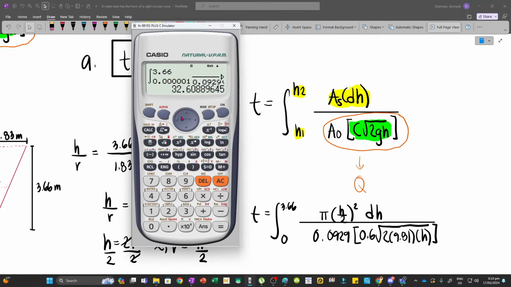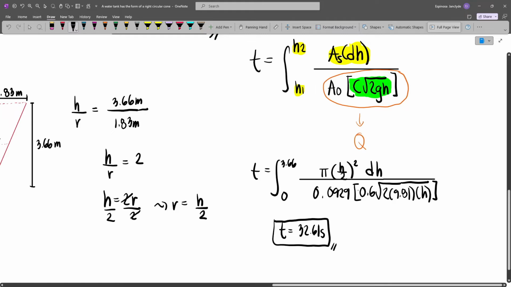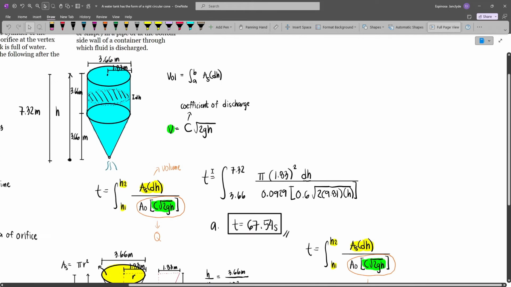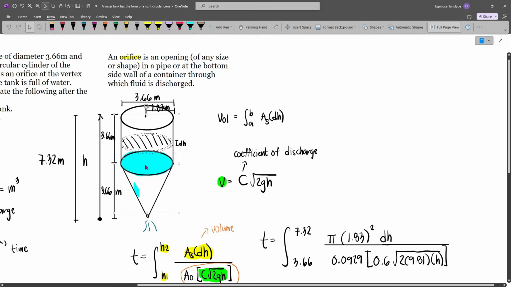And so press equals, yung answer natin magiging 32.61. And so this is the time required to empty the conical part of the tank. And so dito sa first figure, ito na yung nangyari. Bale, wala nang tubig dito sa cylindrical part. And then for the second question, wala na ring water dito. And so yung orifice natin is already empty.